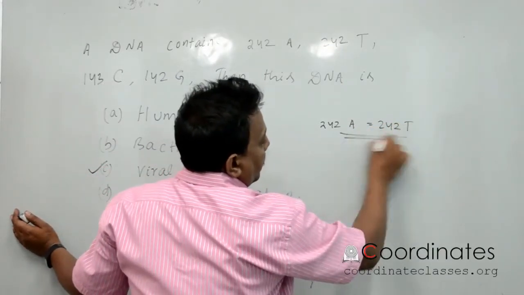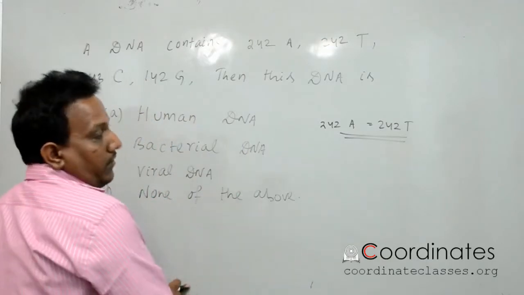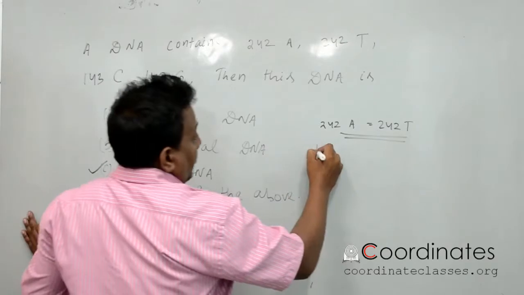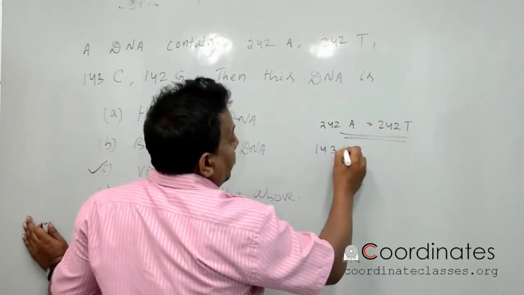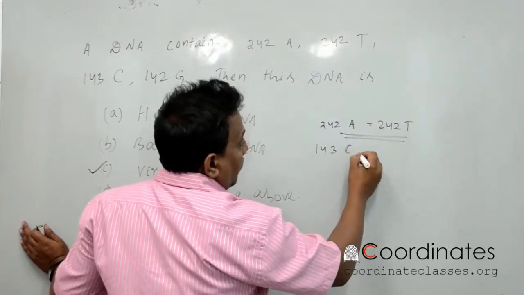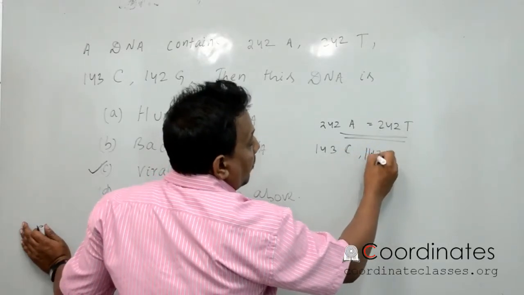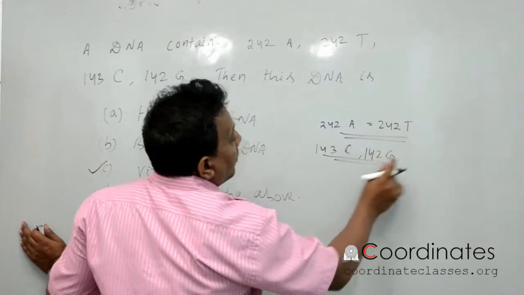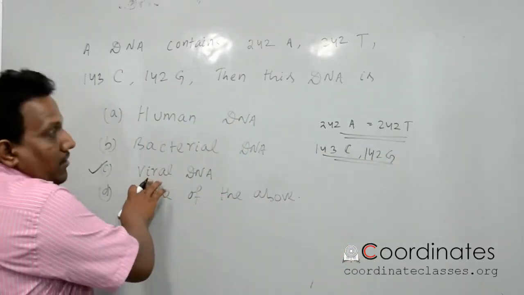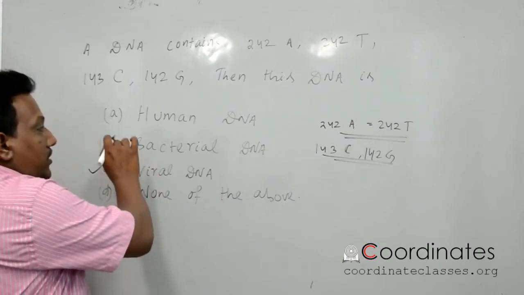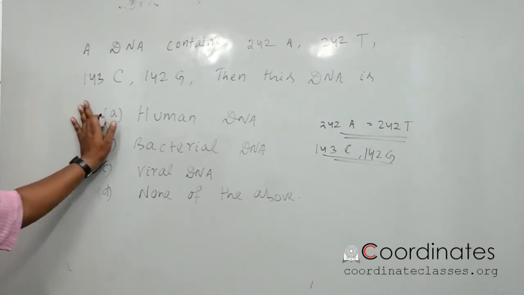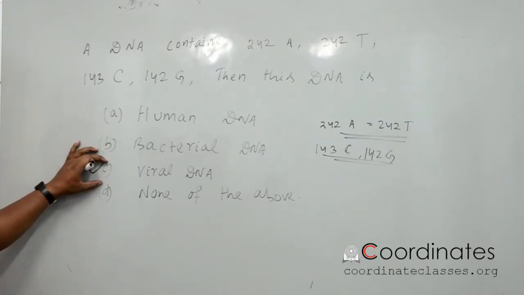So this satisfies the double stranded helical structure. But guanine must pair with cytosine. But in the question there are 143 cytosine but 142 guanine. It means cytosine does not pair with guanine. It means the DNA is not a double stranded DNA, so it is a single stranded DNA. Single stranded DNA exists in the case of viruses, so the answer is viral DNA.